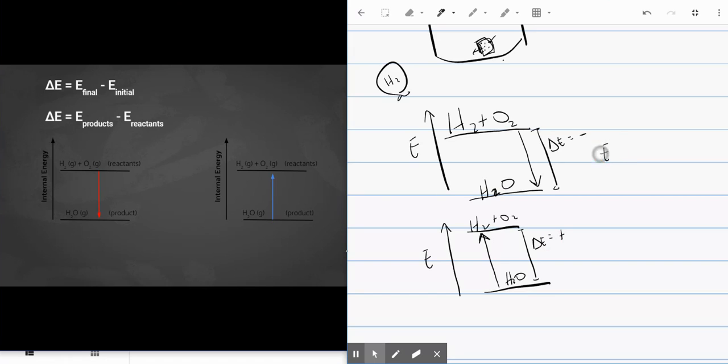So we call this exothermic because heat came out when I made my water, and we call this endothermic because heat goes in when you break water down.